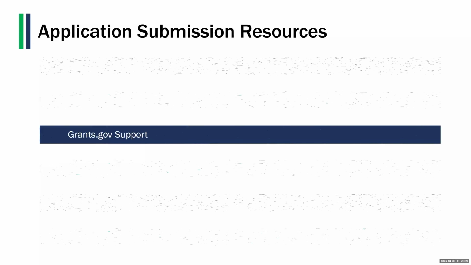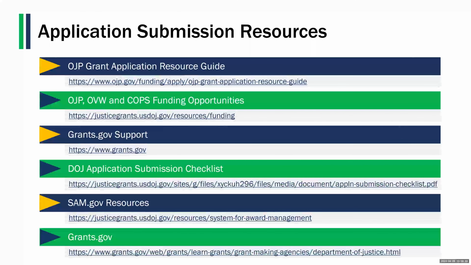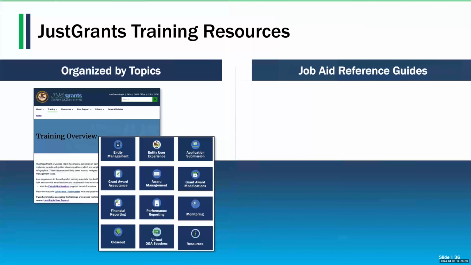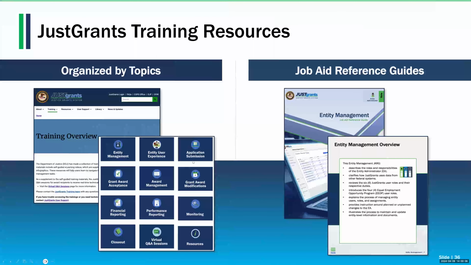Now, DOJ has three managing offices that provide funding opportunities. It's OJP, which is the federal agency that provides federal leadership, grants, training, technical assistance, and other resources. So we do have the OJP Grant Application Resource Guide. We'll list information for the funding opportunities, Grants.gov support, the checklist, the SAM.gov resources, as well as Grants.gov. All of this information is provided here, but it can also be located on that JustGrants training page. Now, when you go to the JustGrants training page, you're going to see a list of training topics displayed, and you simply select any of those topics to explore the page that's going to open.